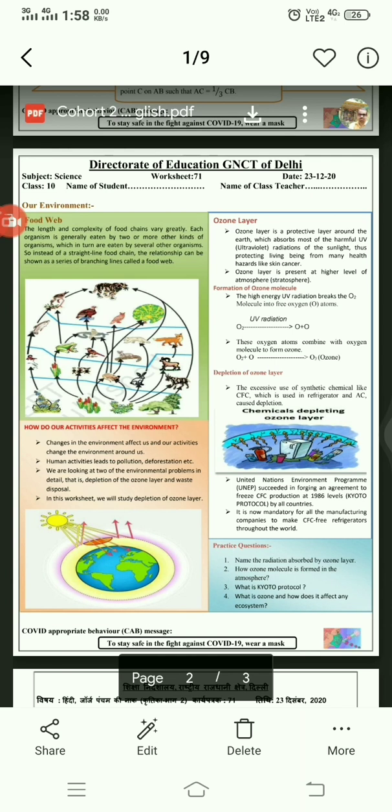So how do our activities affect the environment? A lot of people are saying that climate change is taking place, climate is changing, weather patterns are changing. So a lot of things are happening nowadays. So is it due to our activities, human activities?